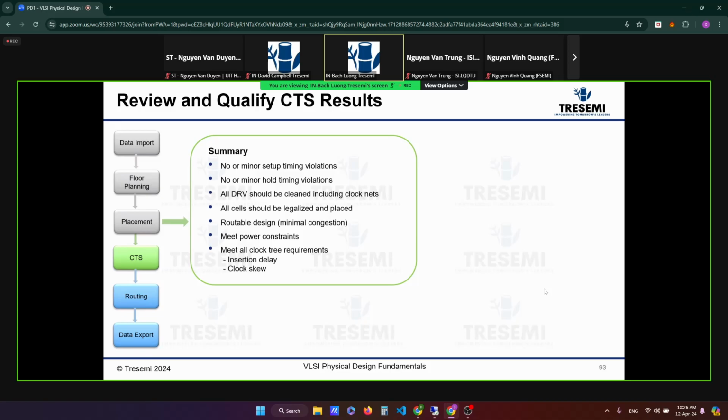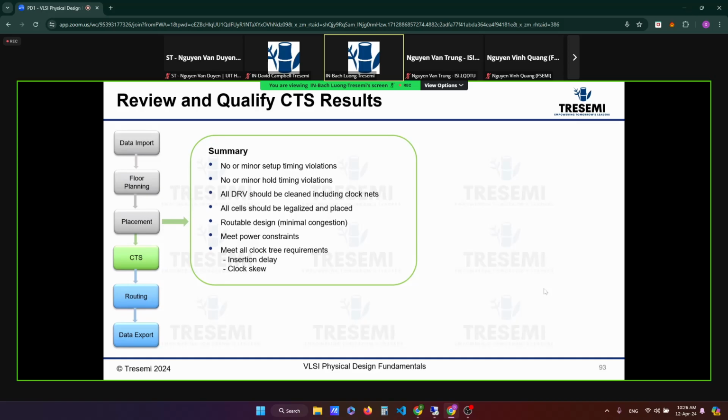So we were talking about reviewing qualified CTS results. To summarize, basically no or minor setup time evaluation, no minor hold time evaluation. DOE should be clean. All cells should be placed, and congestion should be under control. And of course, power needs to be also met. And then your clock tree insertion delay and clock skew, make sure that it's within your spec. If it's not within your spec, then you need to go back and iterate on it to make sure it meets before you go on.